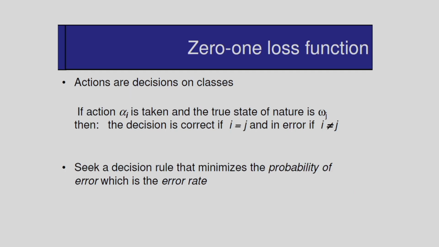Now I am defining one function called the 0-1 loss function. Suppose actions are decisions on classes, so we are taking some actions for decision making. If action alpha i is taken and the true state of nature is Wj, then the decision is correct if i is equal to j, and the decision is not correct if i is not equal to j. We consider this 0-1 loss function, and based on this we can take a classification decision. The objective is to minimize the probability of error.